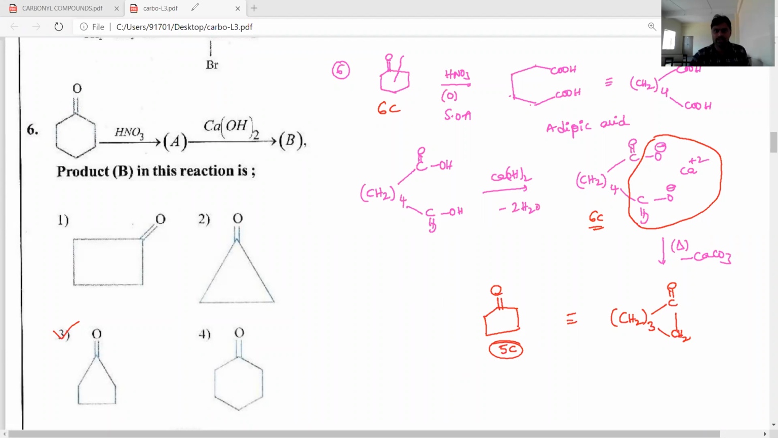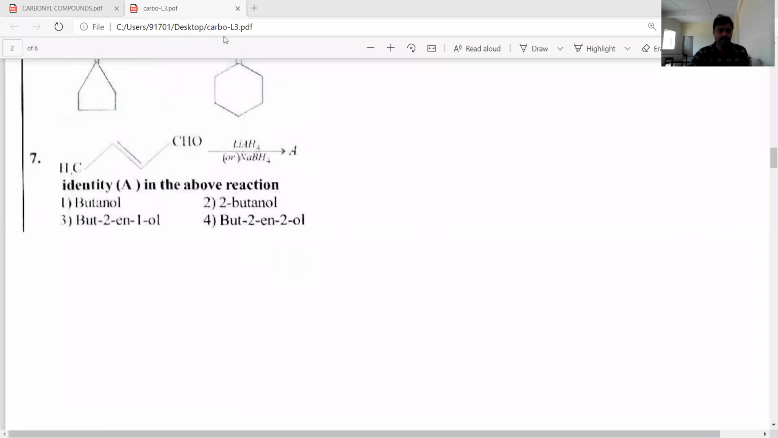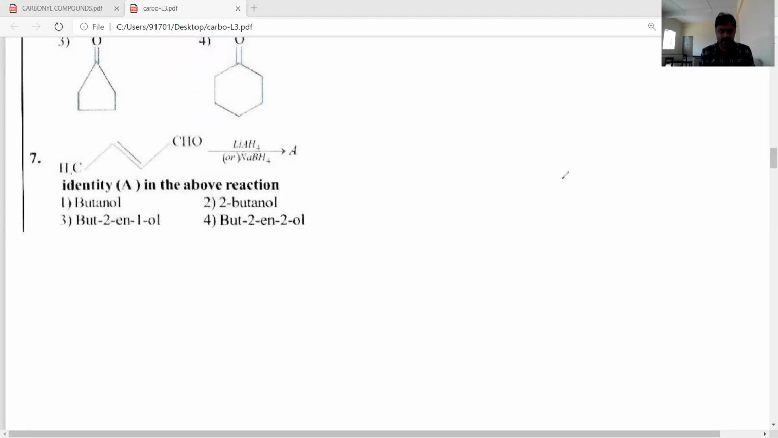Okay, let's go to the 7th question. The seventh question is very, very important, dear students. Either lithium aluminum hydride or sodium borohydride. See, here the reactivity order: LAH, lithium aluminum hydride, is more reactive than sodium borohydride. Both can reduce the C double bond O group into alcohols.